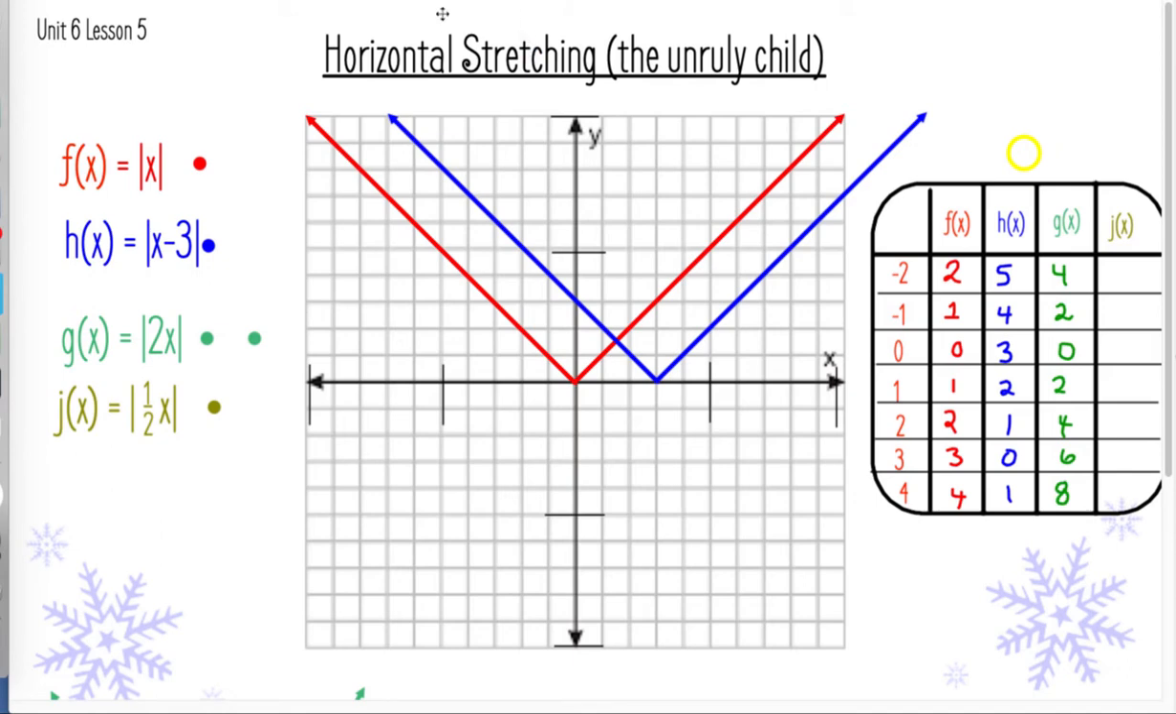Okay, so let's graph these points. When I put a negative 2 in, my green came out a 4. When I put a negative 1 in, my green came out a 2. When I put a 0 in, 0 came out. When I put a 1 in, 2 came out. And we can start to see the mirror image. When I put a 2 in, 4 came out. And there we have it.